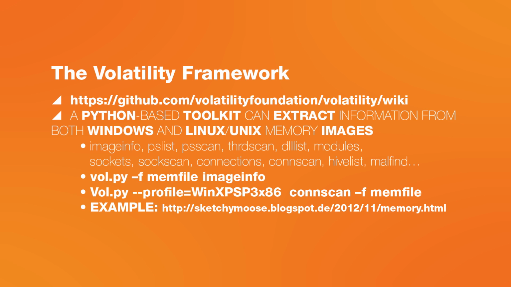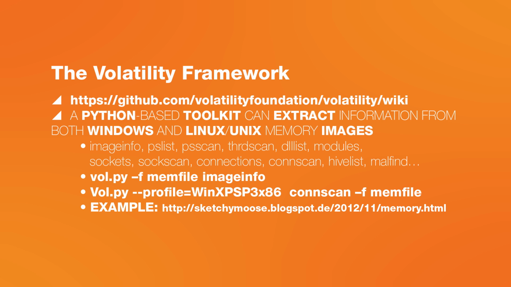WindowsSCOPE is a commercial tool for Windows memory acquisition and analysis. You can get a 1 month full-featured trial to try out this tool. One of its strengths is the detection and the reverse engineering of rootkits and malware. Redline from FireEye is a free tool for Windows memory acquisition and analysis. The open-source Python-based toolkit called Volatility Framework is able to extract information from both Windows and Linux/Unix memory images.